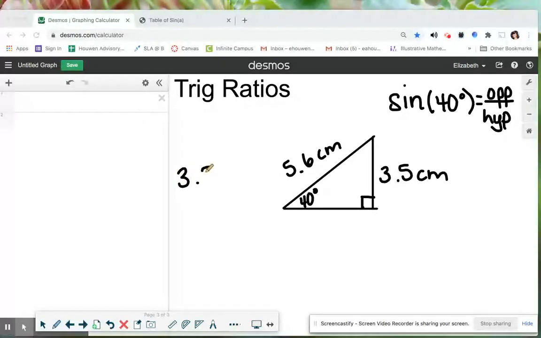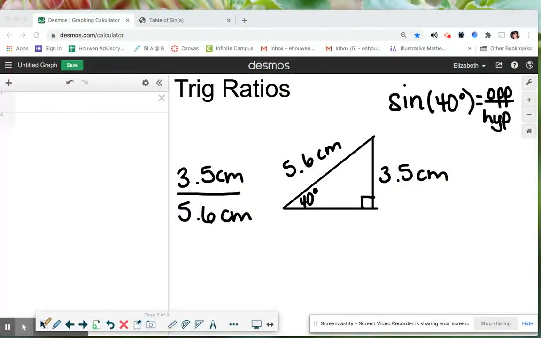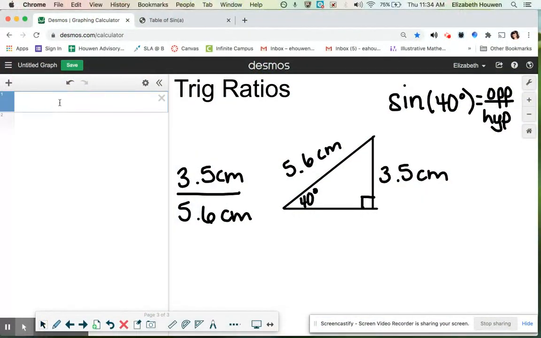So now that I've measured my two sides, I can find my ratio by just dividing my opposite, which is 3.5 centimeters, over my hypotenuse, which is 5.6 centimeters. Now, again, I'm saying that this is what we did when we didn't have calculators. However, of course, we'll just use our calculator right now. 3.5 divided by 5.6 gives us about 0.625 as our sine of 40 degrees.